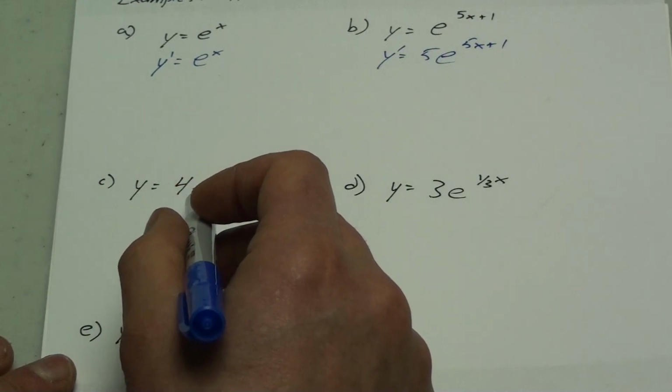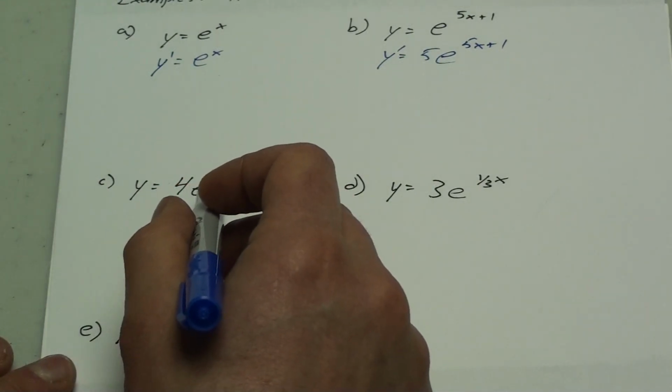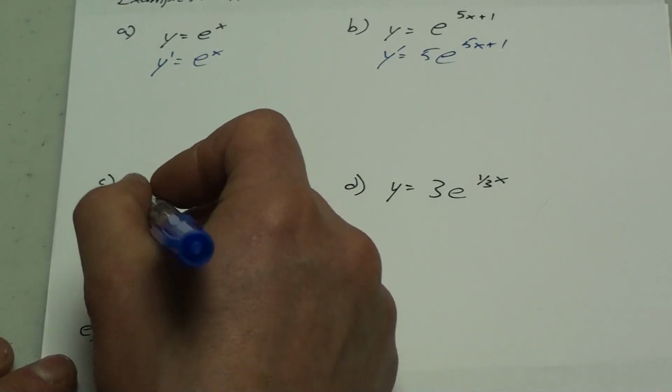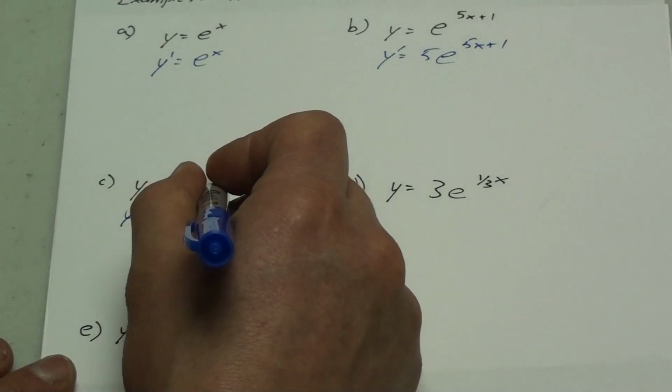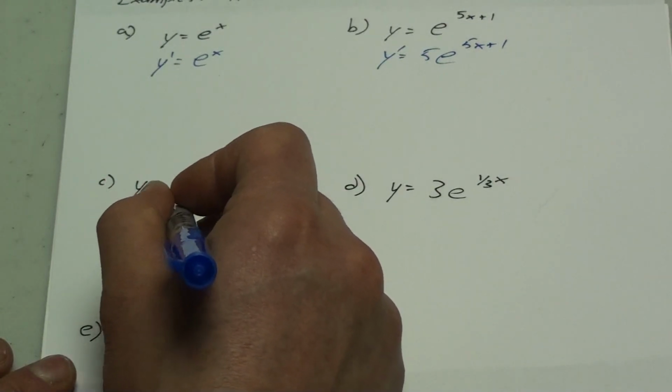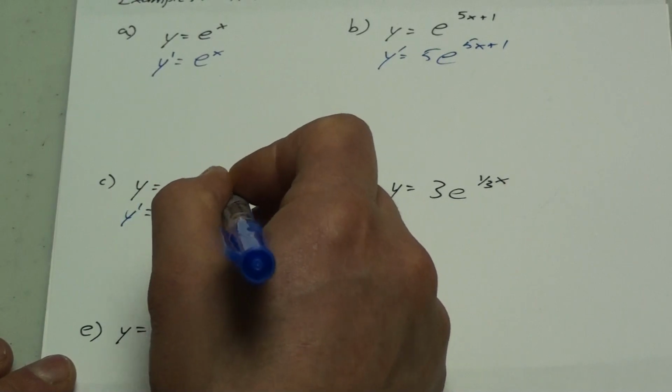y equals 4e to the 3x. Again, multiply by the derivative of the exponent. So 4 times the derivative of that, which is 3. So 4 times 3 is 12e. Then my exponent stays the same.